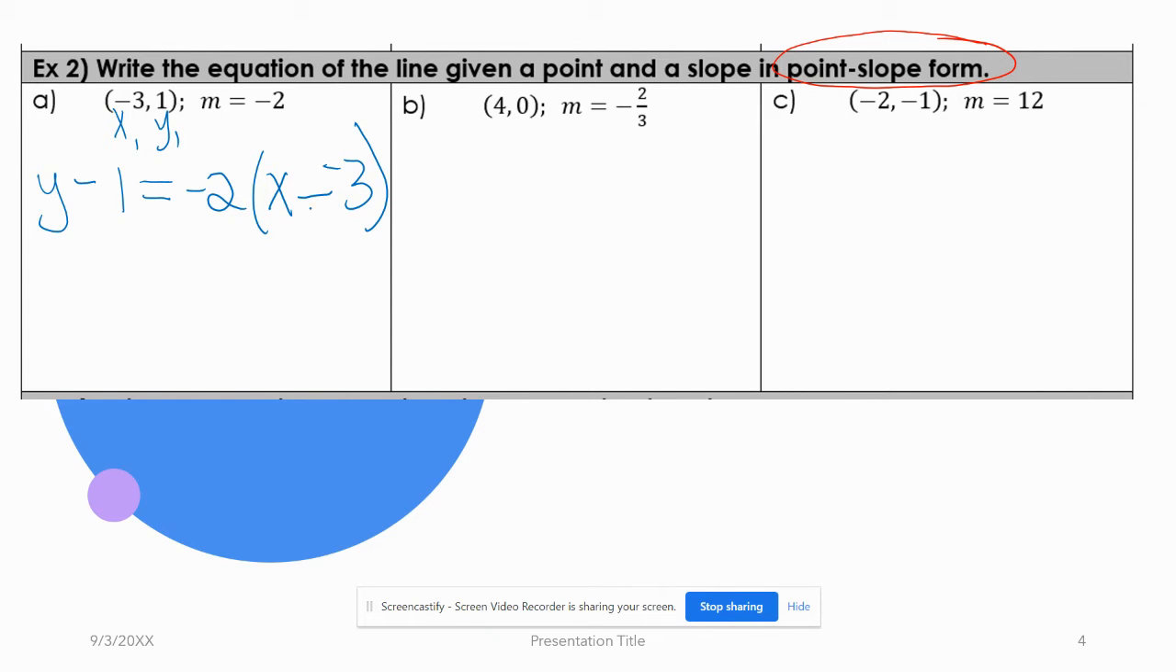So remember, again, this first minus here is in the formula. The one right here at the top is the negative part of the 3 that's given in our ordered pair. So when we clean this up, I'm going to add the opposite there. Our final answer for this will be y minus 1 is equal to negative 2 times x plus 3.